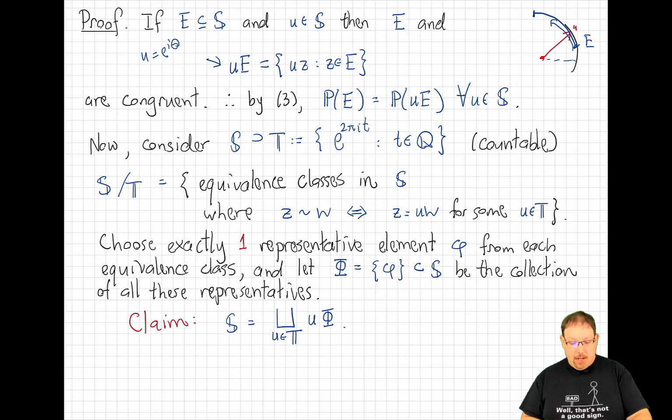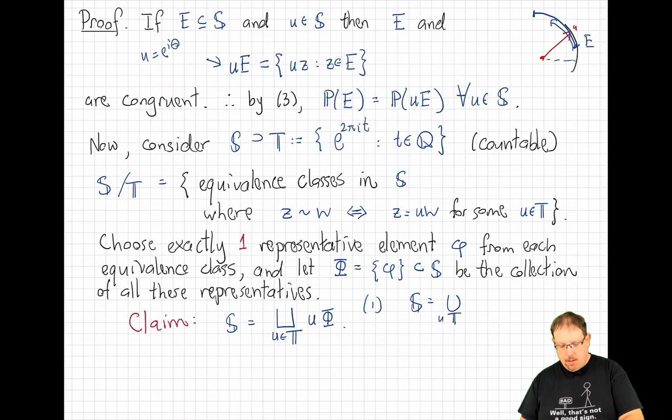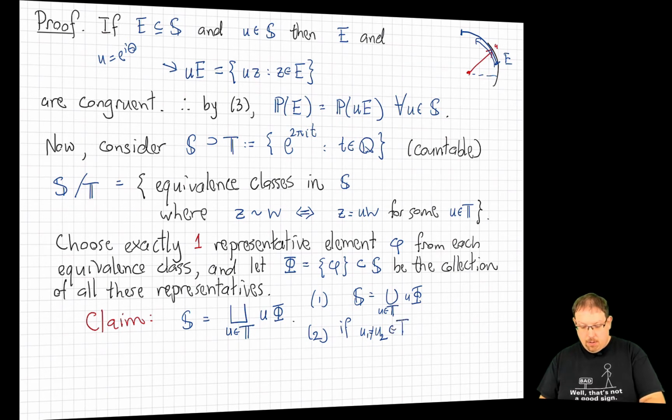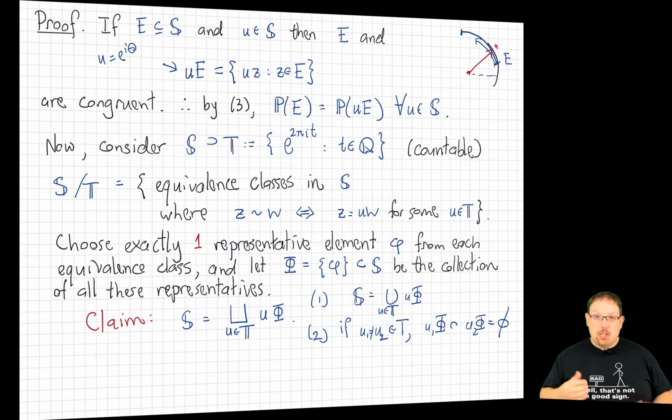Well, let me pause for a moment and note some notation here. I'm using this square union notation to mean that this is a disjoint union. So there's actually two statements here. One is that the circle is the union of those rotations. And the second statement is that if I have two distinct elements of T, u1 and u2, then rotating the set phi by those two angles gives me disjoint sets.